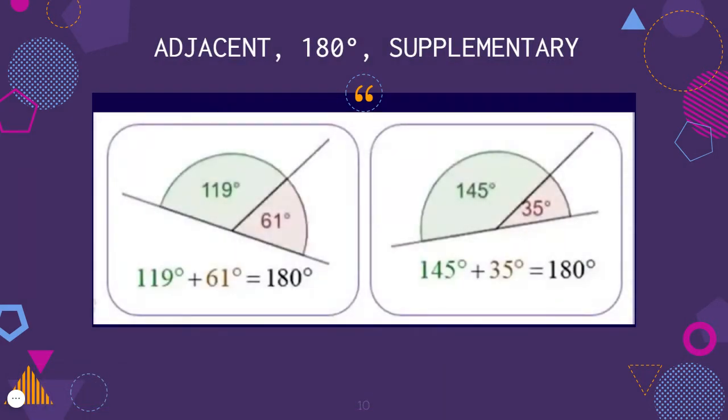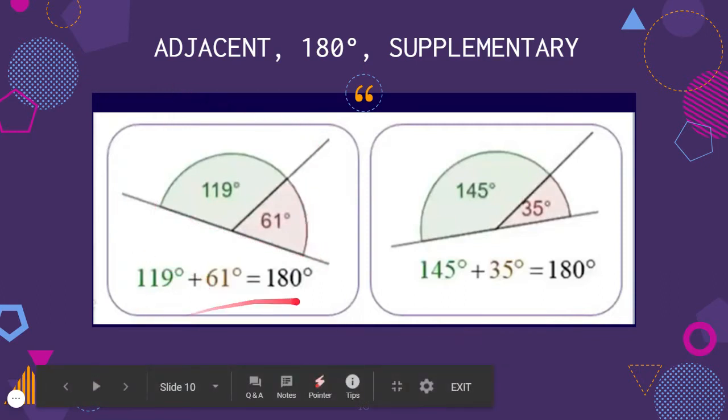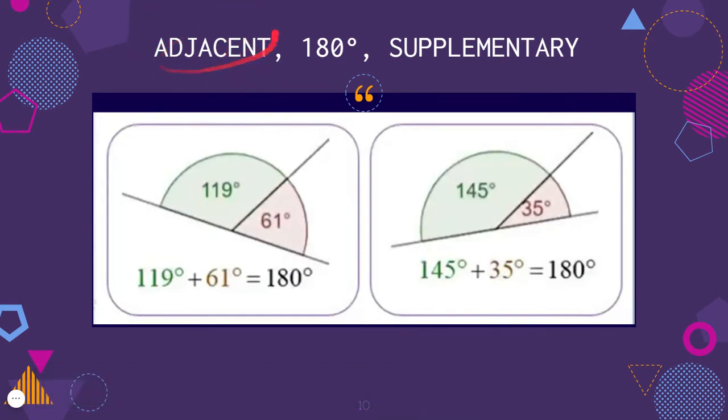As we can see on the screen, let us look at this first diagram. Here, let me check if there's an adjacent angle. As I know, adjacent angle means one common arm and one common vertex. So I can see one common arm over here, which is there for this angle, and it's also there for this angle. So this arm is common. Also, it has a common vertex. This means it is an adjacent angle.